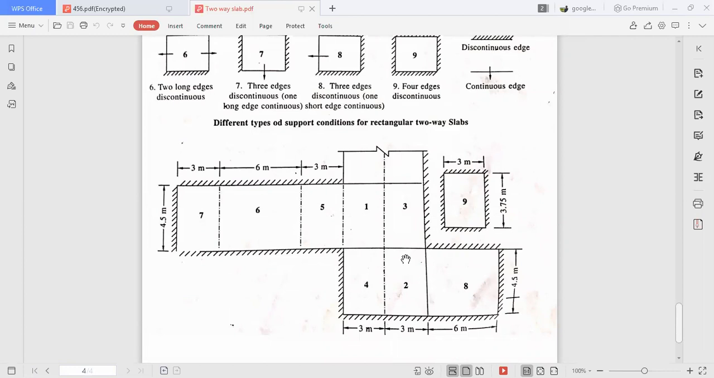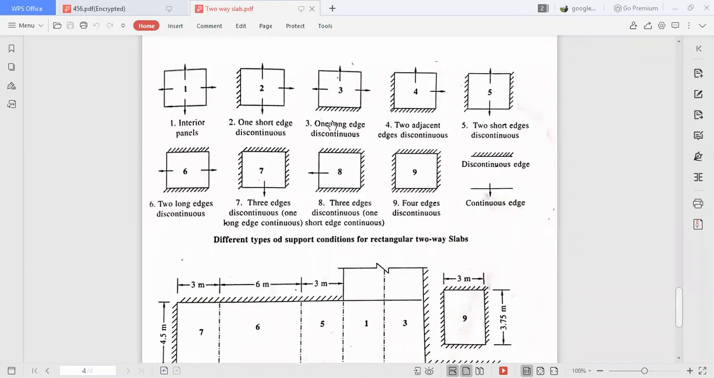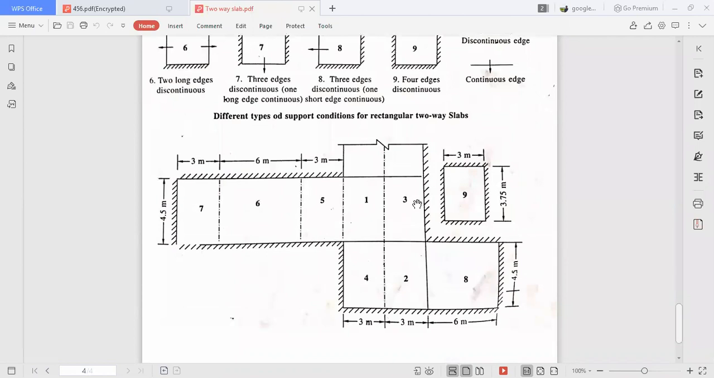This is continuous, this is continuous, continuous, continuous, continuous. This is discontinuous, but this is a short edge, right? So one short edge discontinuous, that is the second classification. And the third one, one long edge discontinuous. Here, see, 4.5 is longer than 3 meters, right? So this third panel is classified under one long edge discontinuous, and the remaining 3 are continuous.